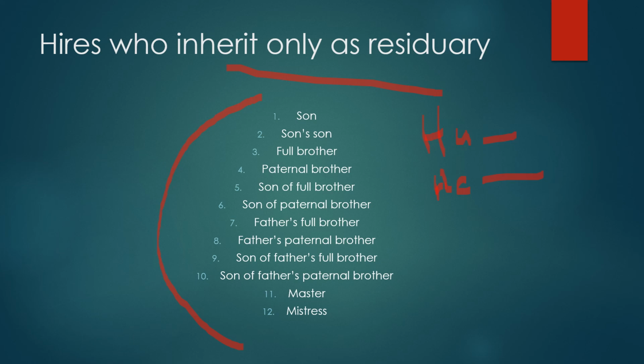You can't see father and grandfather here, because sometimes they will be the people of fixed share, and sometimes they will be residuary. So except them two, husband and half brother in mother's side, father and grandfather, all the rest of the male heirs, and the mistress from the female heirs, are the heirs who inherit only as residuary.